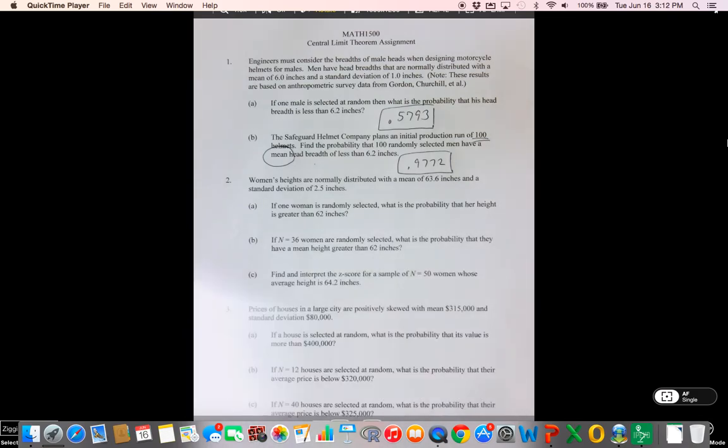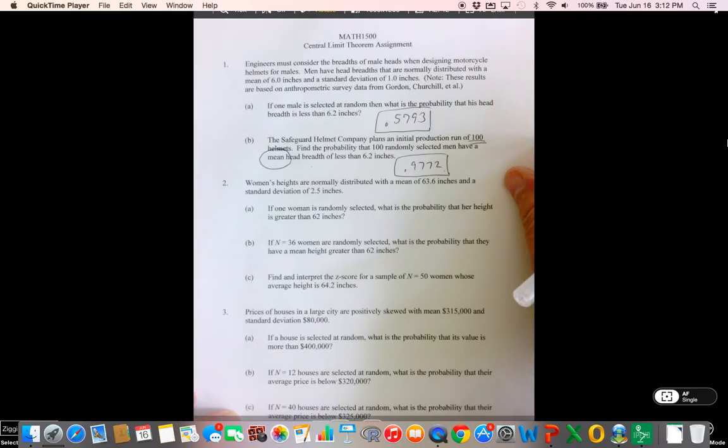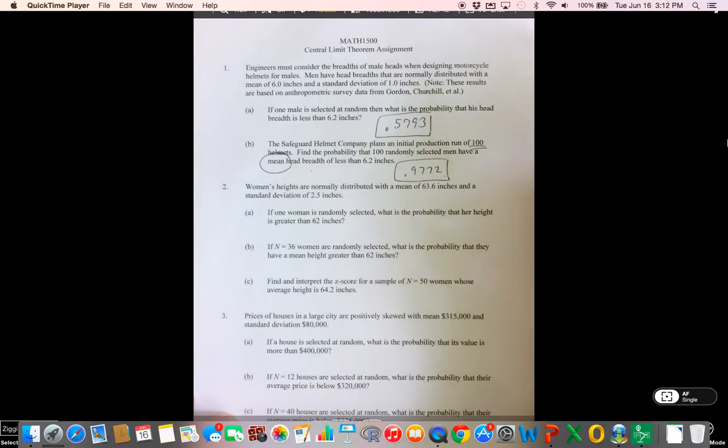Guys, notice the difference in the answers there, where both problems look at a head breadth less than 6.2. But this one focuses on one person and this one focuses on an average of 100 men. It's kind of like this. I know none of you have a strong background in probability, but think about it this way. You're walking down the street and you randomly select one person. What's the probability they have an IQ of 120 or higher? Not very high, but it's possible. Walk down the street and choose 100 people. What's the likelihood that their average IQ is greater than 120? It's not going to happen.